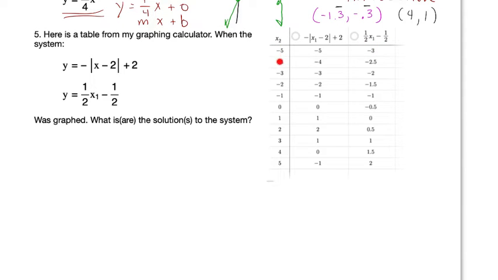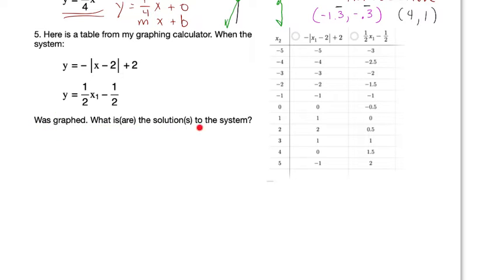And so in this column, we're showing all the x values, at least from negative 5 to 5. And in this column, the y values that come out of the first equation, and all the y values that come out of the second equation. So that's what's going on. Here's the table from my graphing calculator when I use this graph the system.